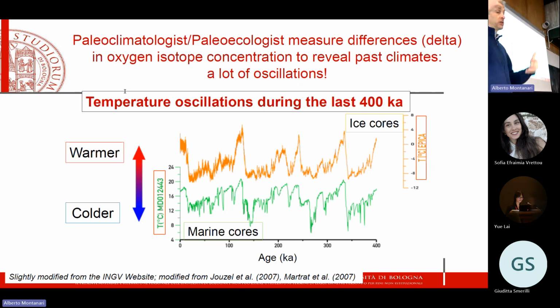And so we can also get a comparison between the temperature of marine water at that time and the corresponding temperature of air. Of course, the pattern is similar and shows once again a lot of variability. This goes back 400,000 years.